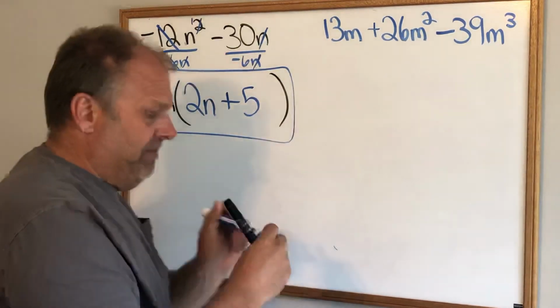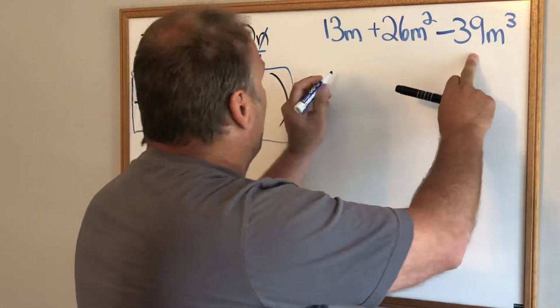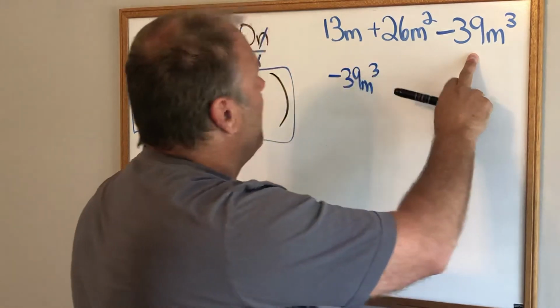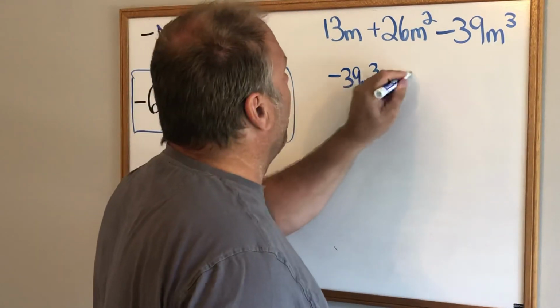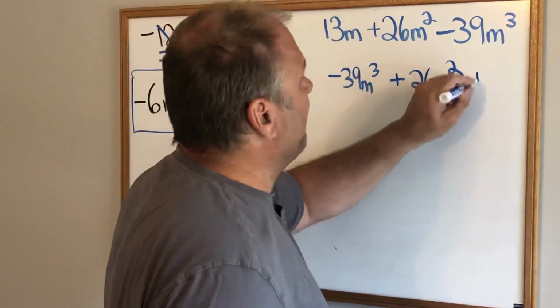All right, this one. It's not in descending order. So first, we need to rearrange it. We're going to put negative 39m cubed plus 26m squared plus 13m, since that's positive.